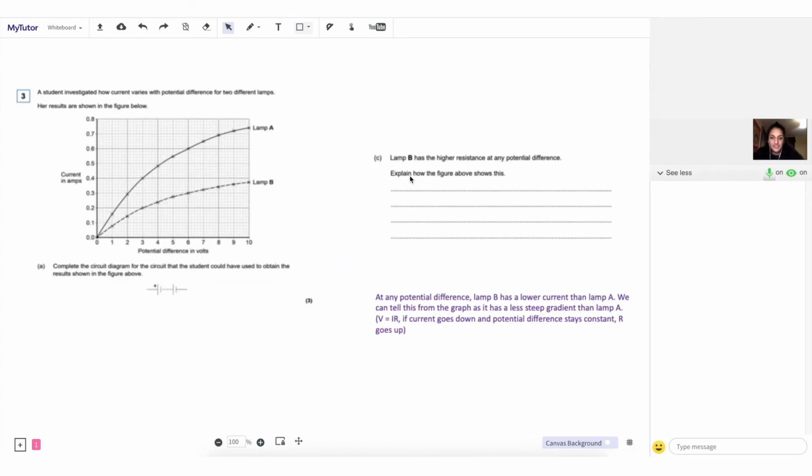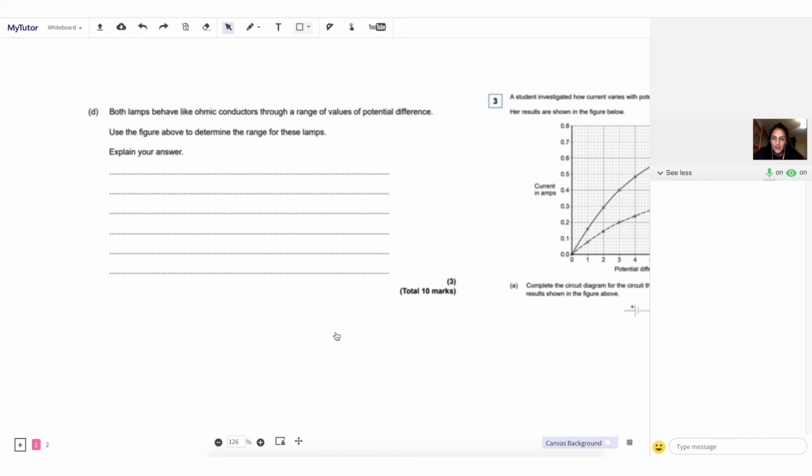The third part of the question says lamp B has the higher resistance at any potential difference. How does the graph show this? Well, on the graph we can see that at any potential difference, lamp B has a much lower current than lamp A. We can tell this from the graph because of this shallow gradient. V equals IR tells us that if current goes down and potential difference stays constant, then resistance goes up. So, because we have a lower current, resistance must be higher at any potential difference.